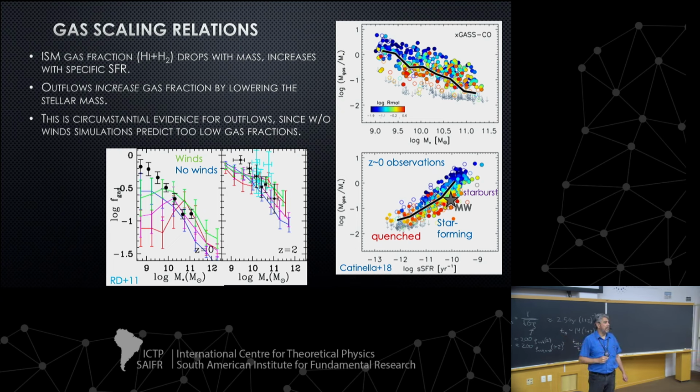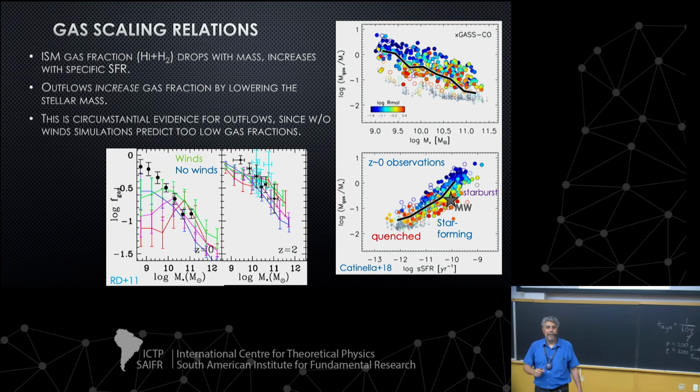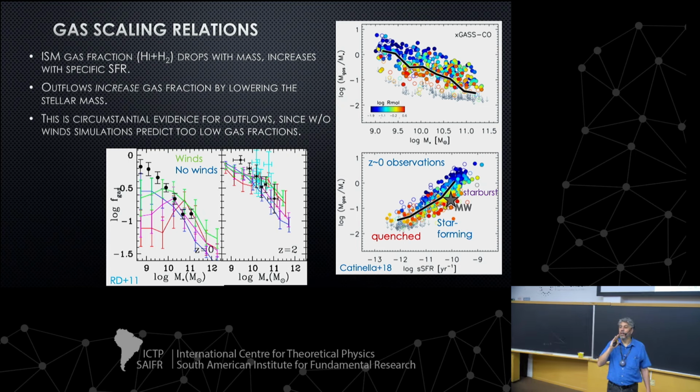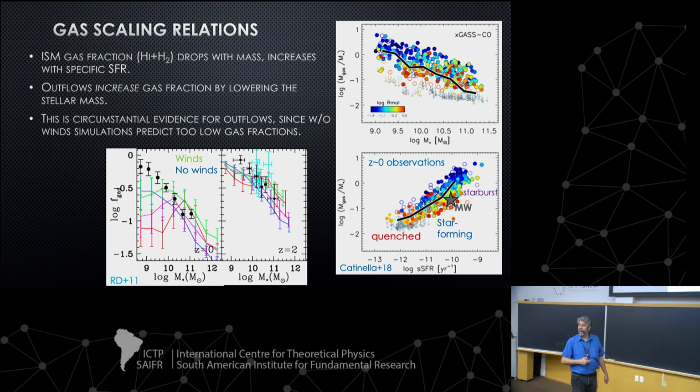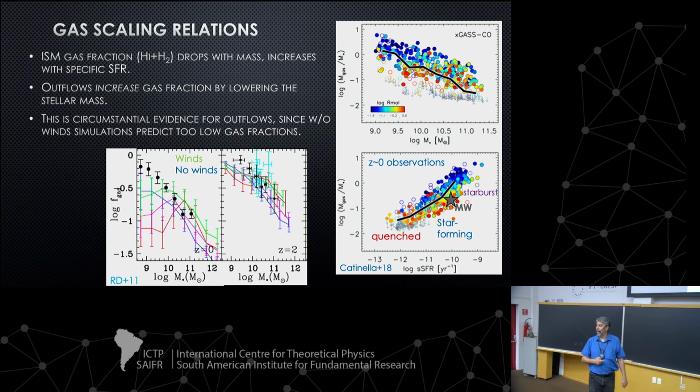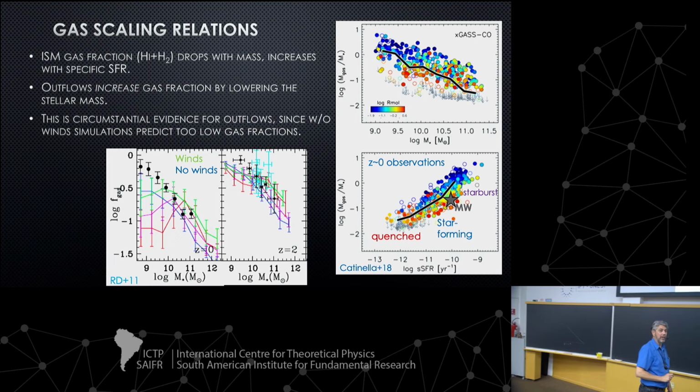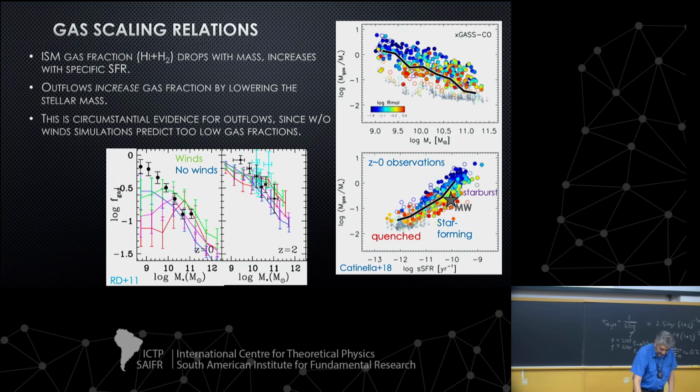Why do winds create more gas at a given star mass? Can anyone figure that out? Trick. Look at the denominator. This is the gas mass divided by the stellar mass. We're actually not doing that much to the gas mass. What we're doing a lot to in the wind case is lowering the stellar mass, because we're making the star formation more inefficient, right? So we lowered the denominator, which means we raised these gas fractions. So, yeah, just a fun little thing.